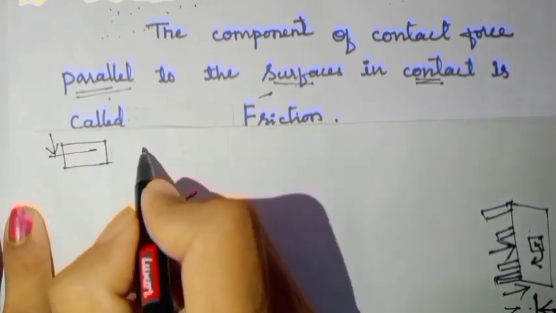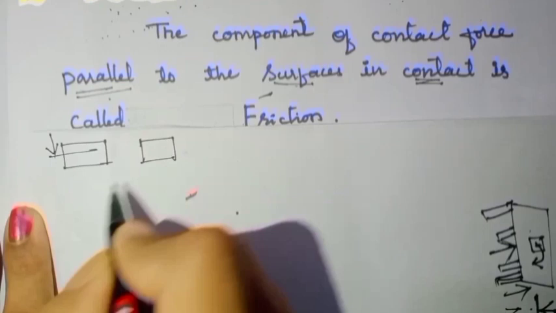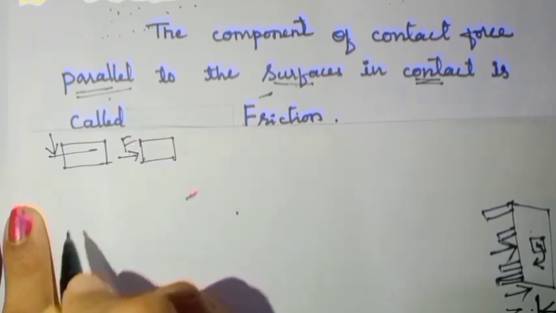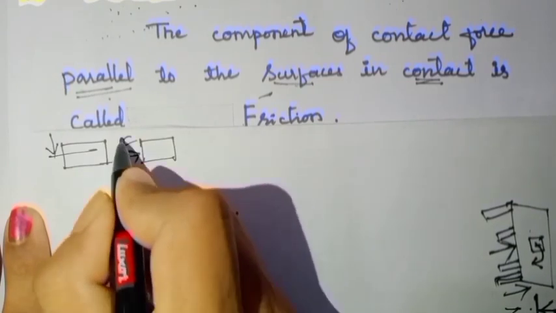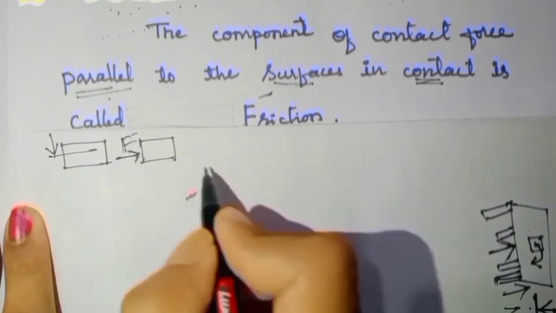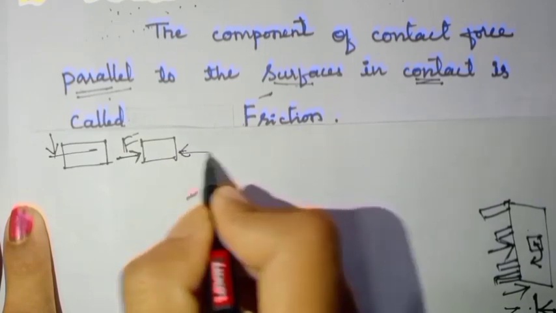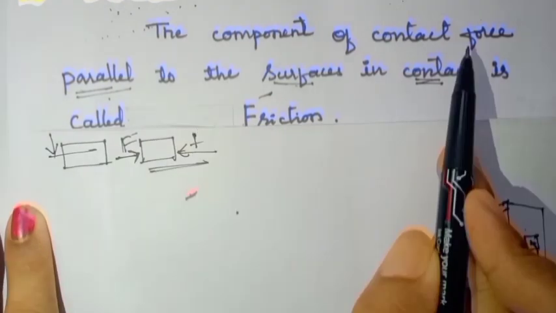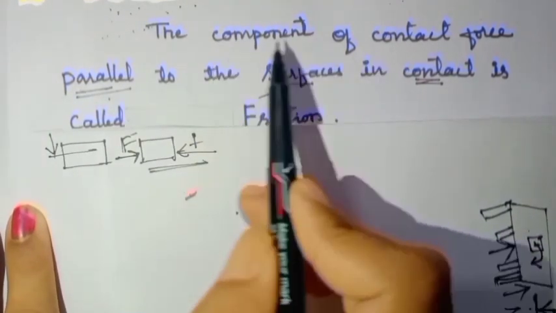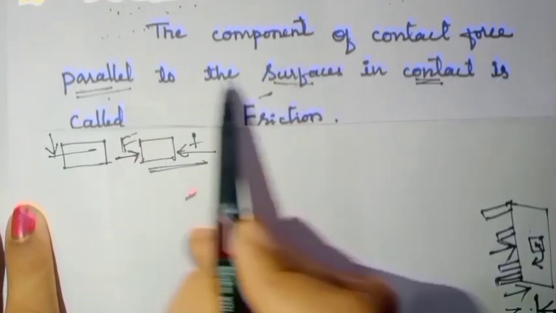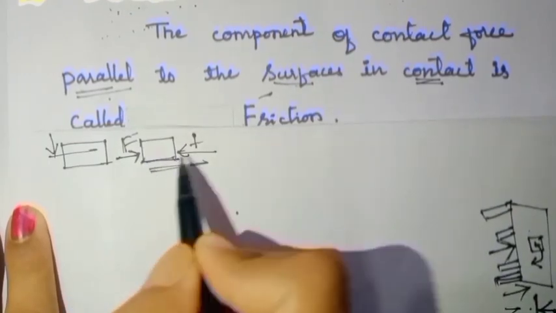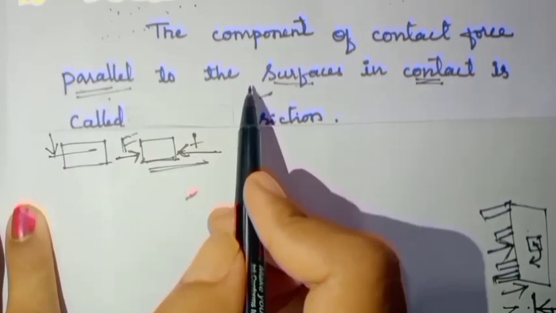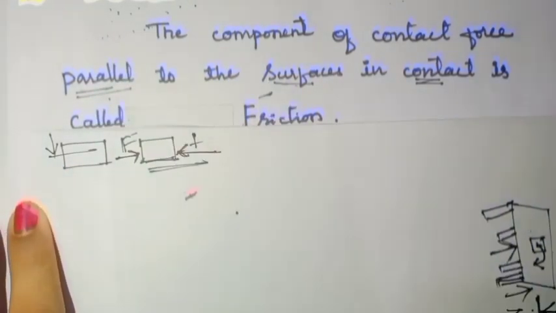Now for this object, if the applied force is in this direction and an opposing force comes into play parallel to that force, what we call it is friction. It is the component of contact force parallel to the surface. So the force should be parallel to the surface, and that is what we call friction. In detail about friction we will see in the coming class.